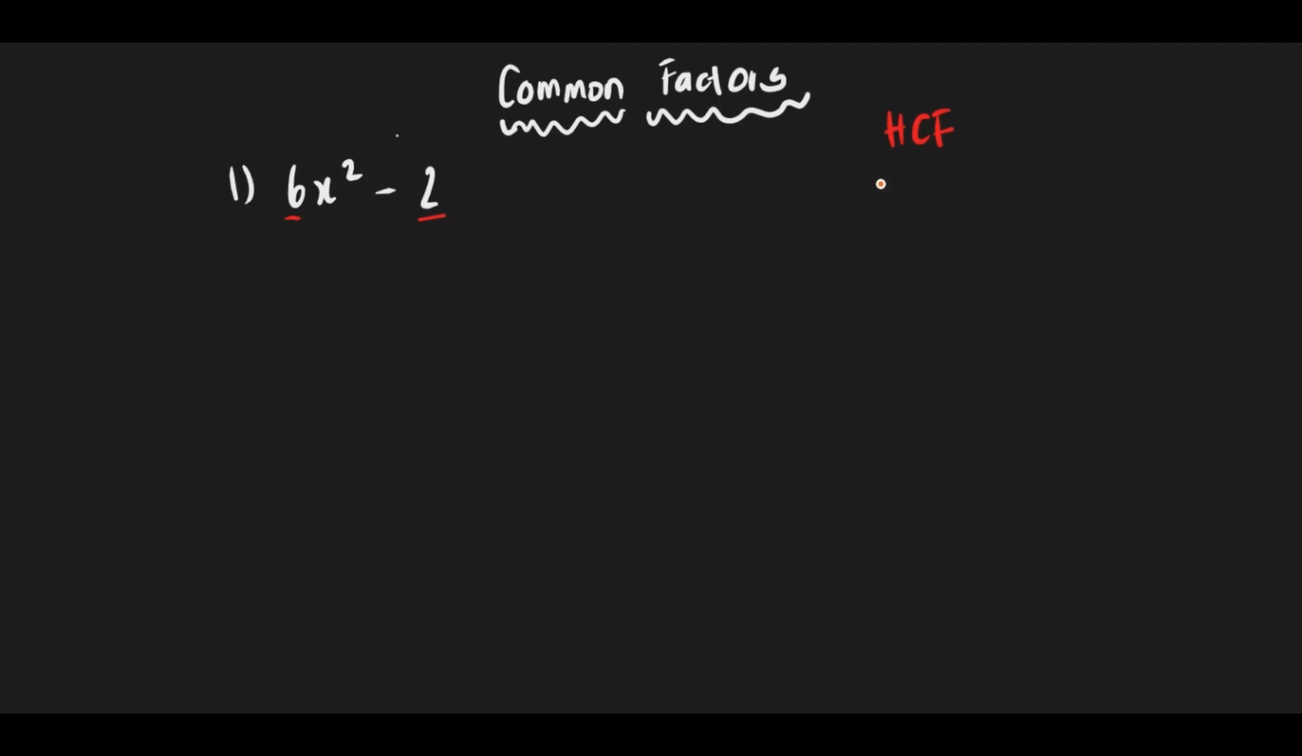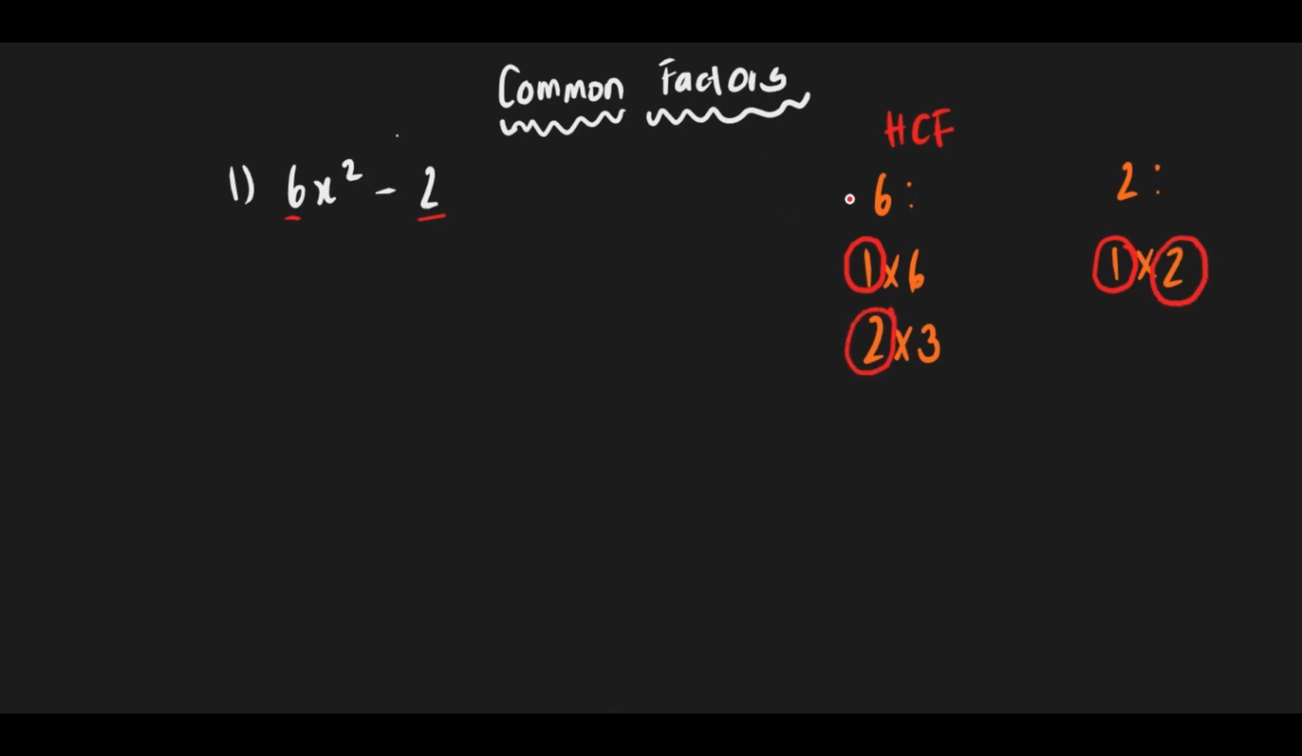So let's look at 6. We have 1 multiplied by 6. Then we have 2 multiplied by 3. Then for 2, we have 1 multiplied by 2, and these are the only factors. Now, to find the highest common factor, we need to look at the factors of 6 and the factors of 2 and find what their common factors are. So we see the fact that 1 and 1 is common. We see that 2 and 2 is common.